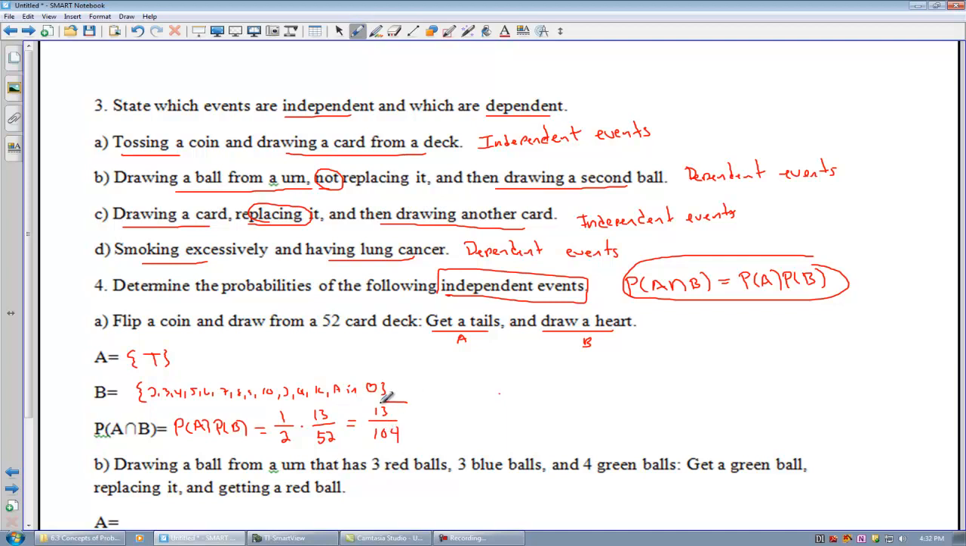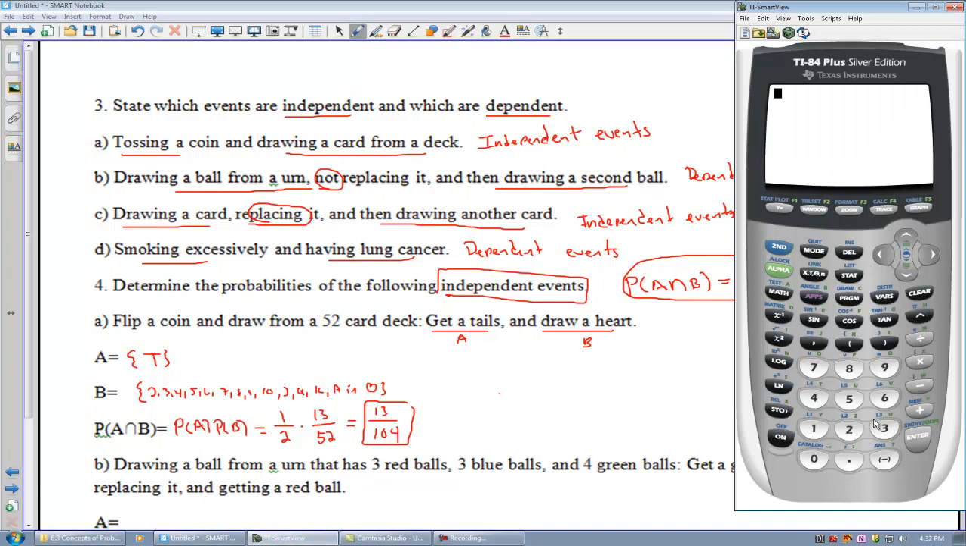And so this is our answer. So if I do this 104 times, I flip a coin and draw a card from a 52-card deck, I would expect that 13 of those times I would get a tail and then draw a heart. And I can actually figure out this percentage on my calculator by taking 13 divided by 104, which should be close to 13%, or 12.5% of the time.